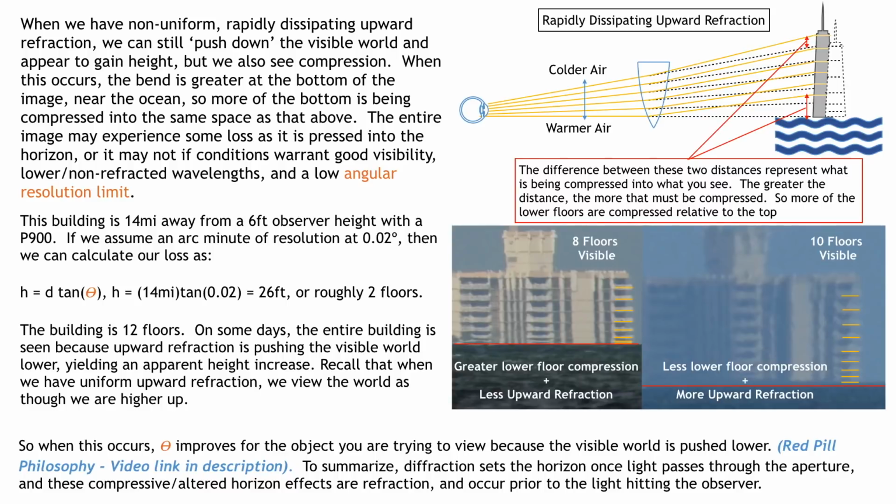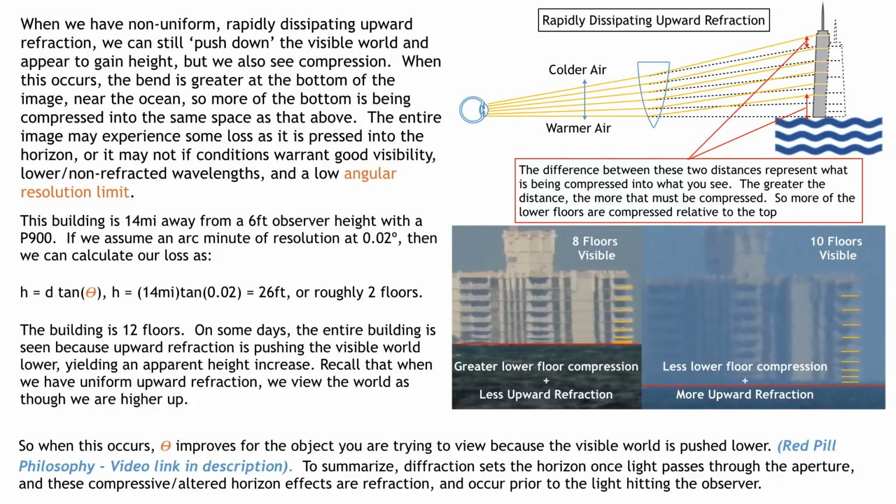floors and so forth. So when this occurs, the bend is greater at the bottom of the image, near the ocean. So more of the bottom is being compressed into the same space as that above. The entire image may experience some loss that is pressed into the horizon, or it may not if conditions warrant good visibility. Lower non-refracted wavelengths and a lower angular resolution limit.